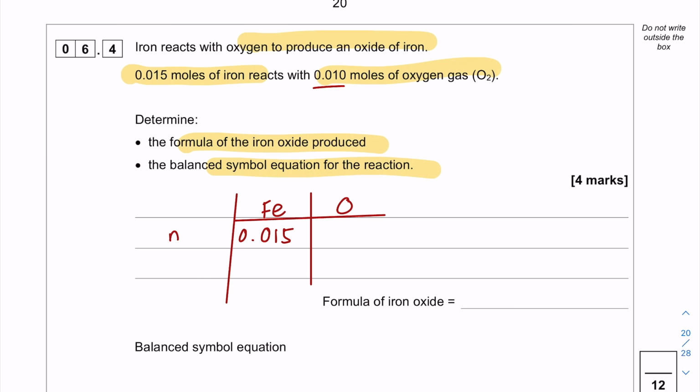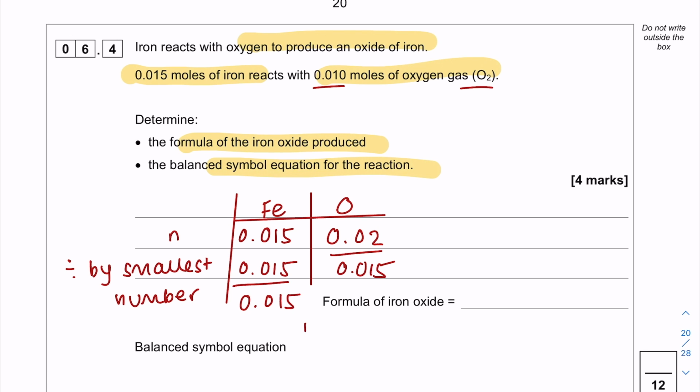Well, we have 0.01 moles of O2. So how many oxygen atoms is that the equivalent of? Be careful here, it's double. Then we need a ratio. So to do that, we divide by the smallest number. So divide both sides by 0.015 to get a ratio of 1 to 1.3 recurring.